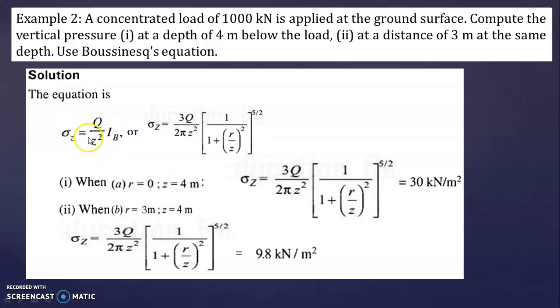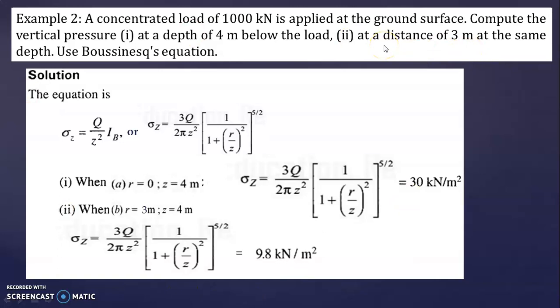This is based on the table, q divided by z square into ib. In some textbooks they have given ib also instead of kb. Anything you can write, okay, kb or ib, it is fine. Now I use this method because otherwise we have to get what is ib value based on the table. So direct substitution, first case r equal to 0 because at a depth of 4 meter below the load, so z is 4, r is equal to 0. Substitute, you get 30 kilonewton per meter square.